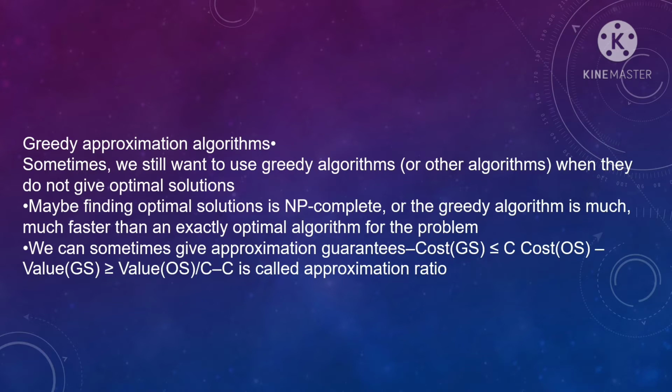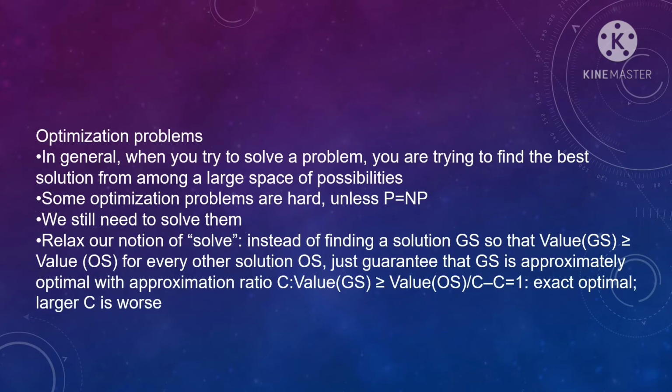Cost(GS) <= c * cost(OS), or value(GS) >= value(OS) / c, where c is called the approximation ratio. In general, when you try to solve a problem, you are trying to find the best solution from among a large space of possibilities.